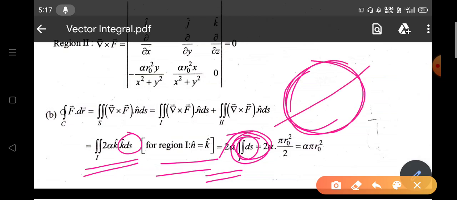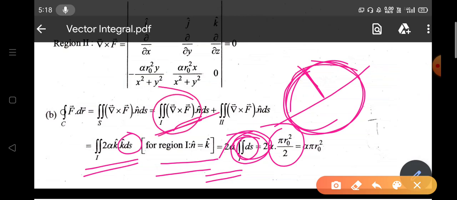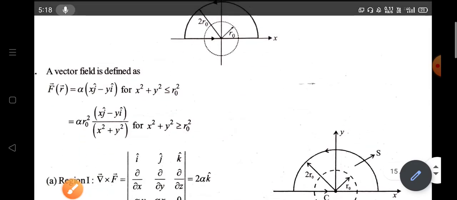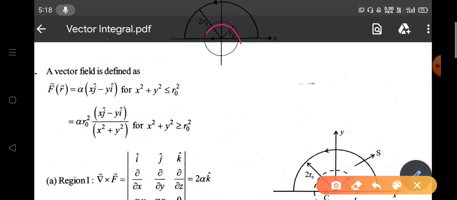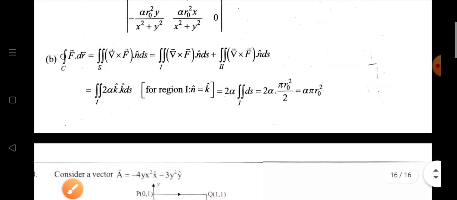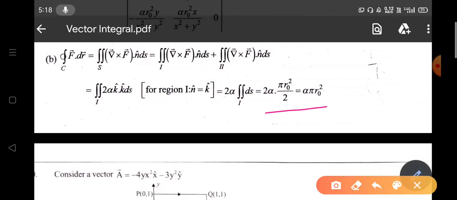But for the half circle, what is the area? That is pi r naught square divided by 2, because we are taking the first term, that is the radius r naught. So the surface integral will give you the value pi r naught square by 2, since you are just taking the half circle or semicircle. So the answer is alpha pi r naught square.